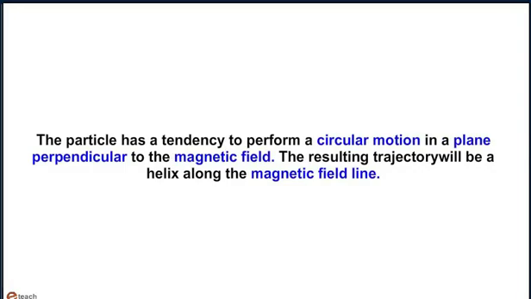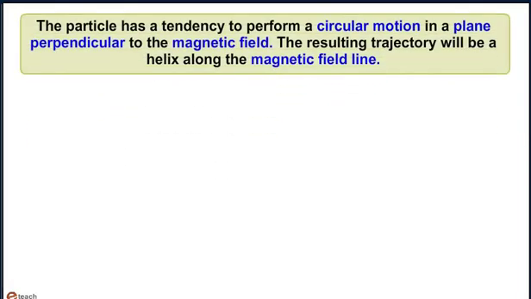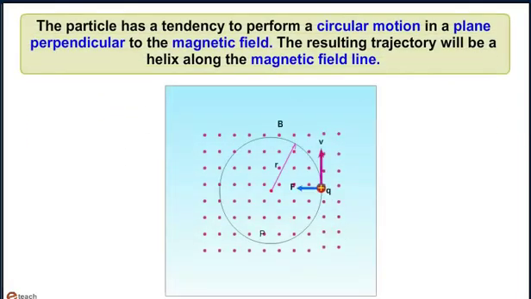The particle has a tendency to perform circular motion in a plane perpendicular to the magnetic field. The resulting trajectory will be a helix along the magnetic field line.